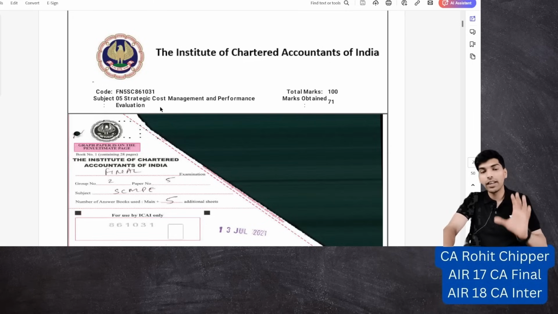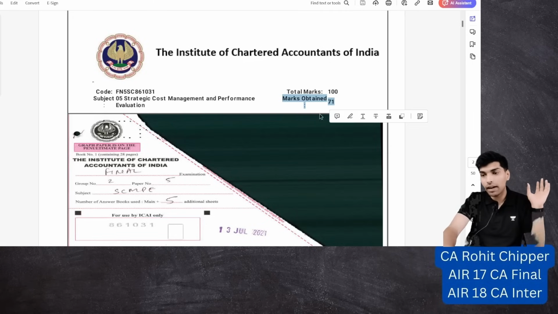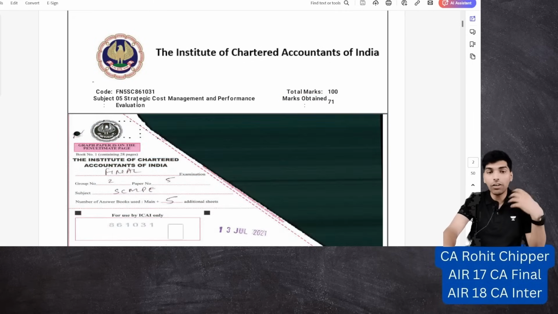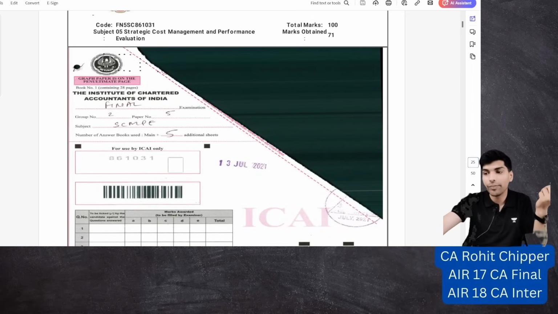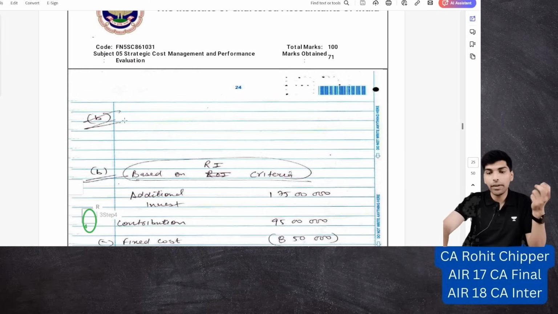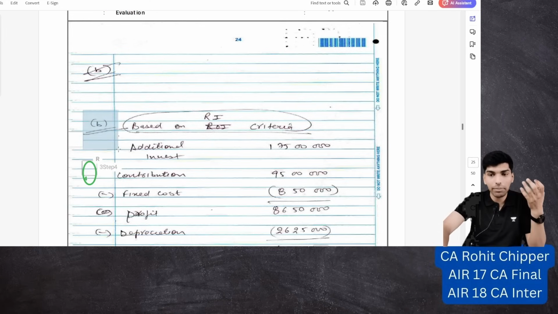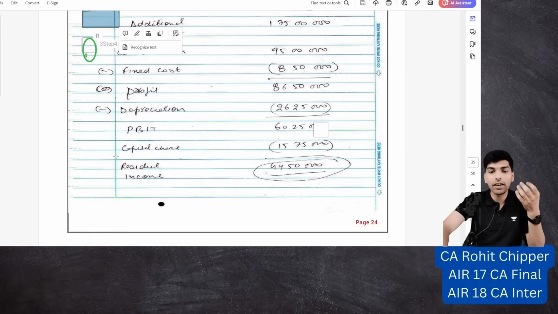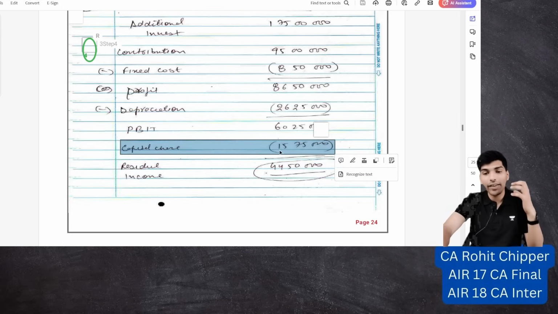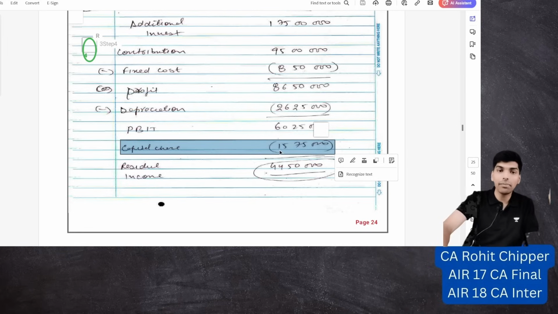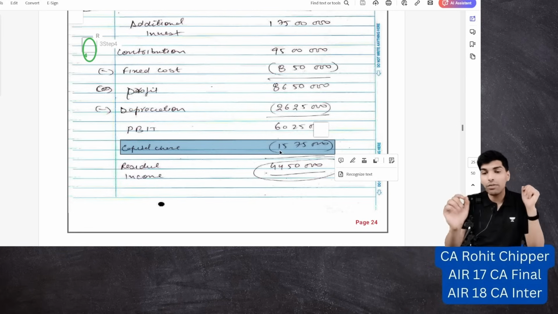This is my costing certified copy where I scored 71 marks, and in lots of questions I have given the alternative. Let me show you one example on page number 25. This is the example where I attempted question number 3b. The question has asked to calculate the residual income. While calculating the residual income, I had some doubt about what the capital charge should be, whether I should include all the investment in plant and machinery, and whether I should reduce the depreciation or not.